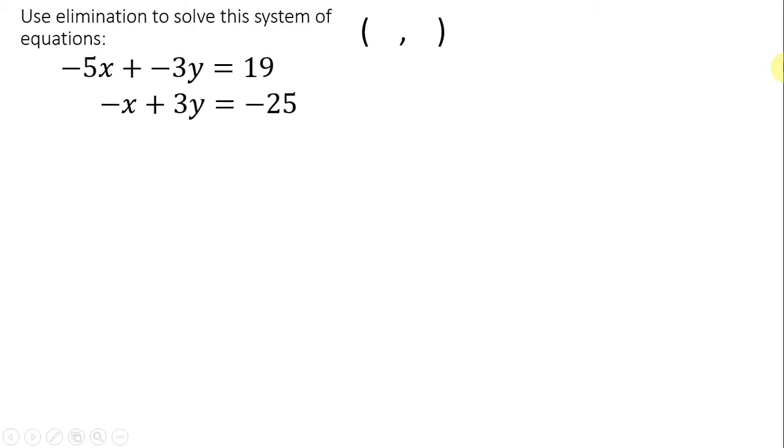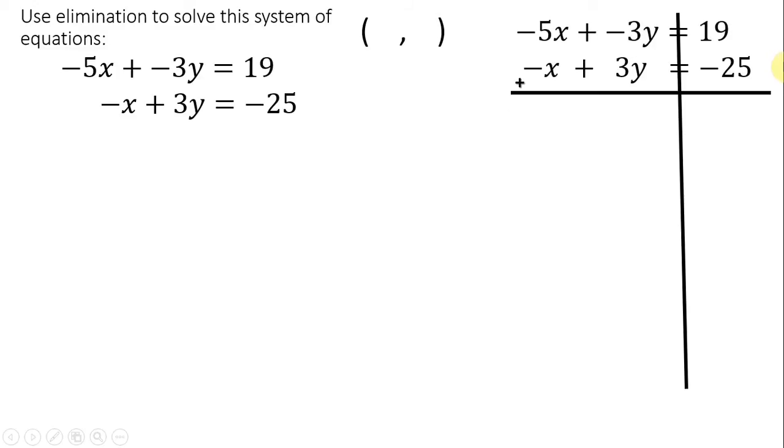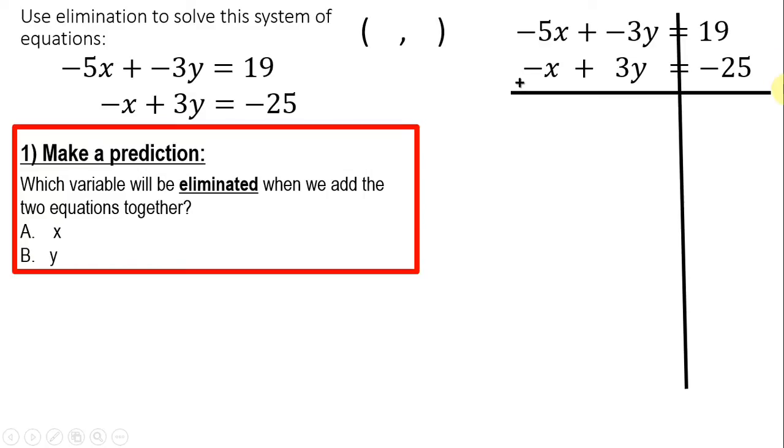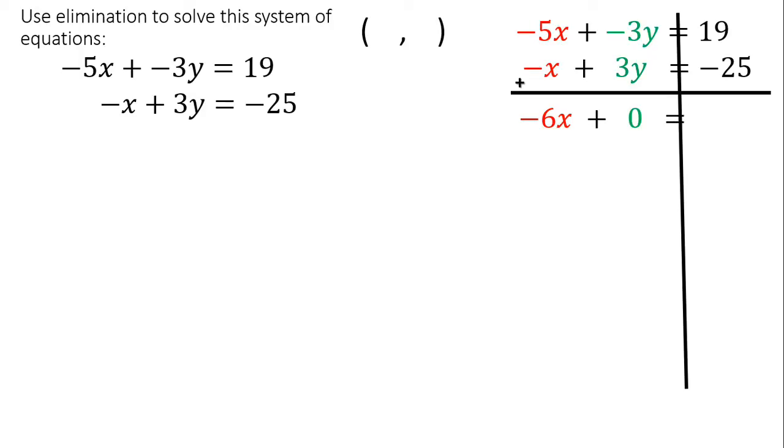Problem 2. Using elimination, solve the system of equations. Alright, now, first, before we start adding them, I want you guys to make a prediction. When we add the x's, we get negative 6x. When we add the y's, we get 0. And when we add the pure number terms on the other side of the equation, we get negative 6.